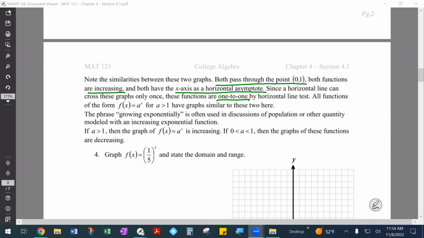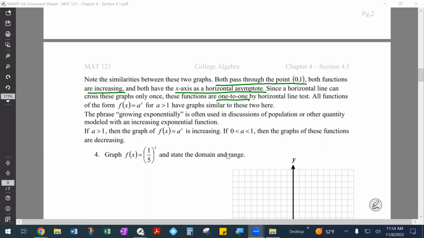Exponential functions and logarithmic functions are inverses of each other. So if the original function is not 1-to-1, remember you cannot find its inverse. That 1-to-1 property is really, really important so that we have inverses for this.